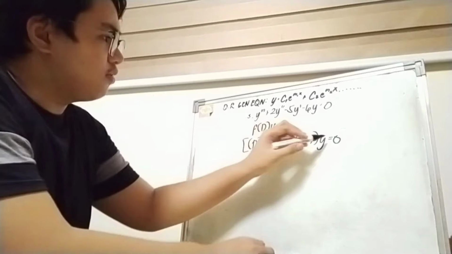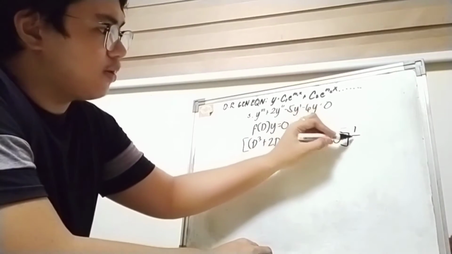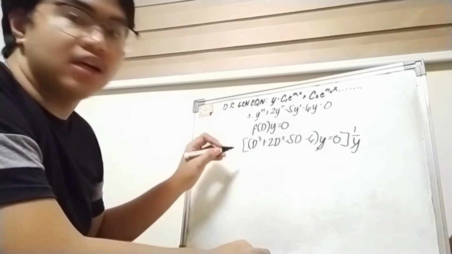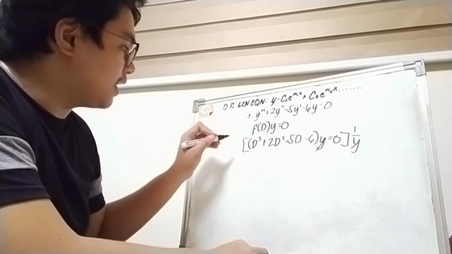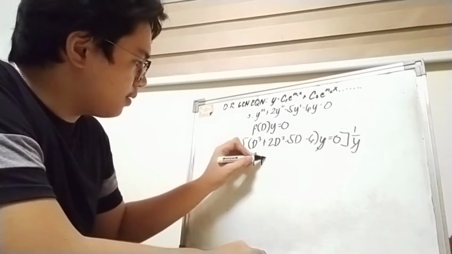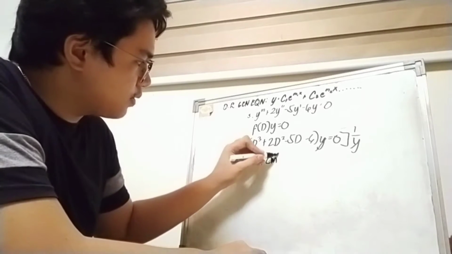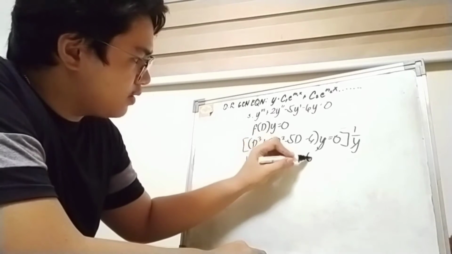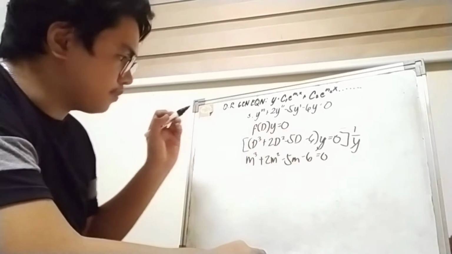I-cancel out natin yung y. Magta-times lang tayo ng 1 over y. 0 pa din. So, pwede natin siyang gawing auxiliary equation. Papalitan lang natin ng m yung mga D. M cube plus 2m square minus 5m minus 6 is equals to 0.